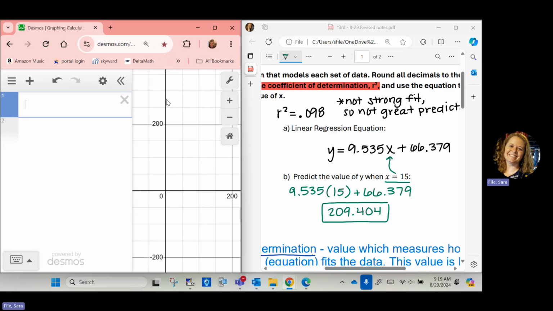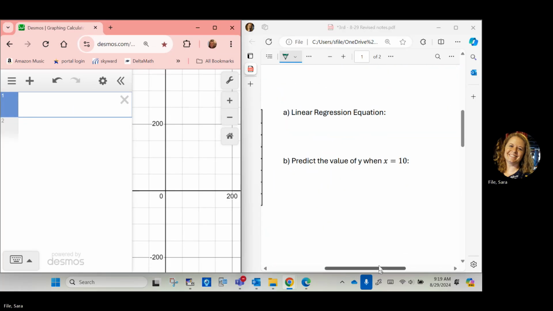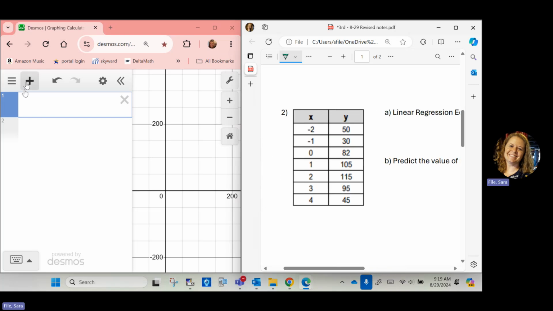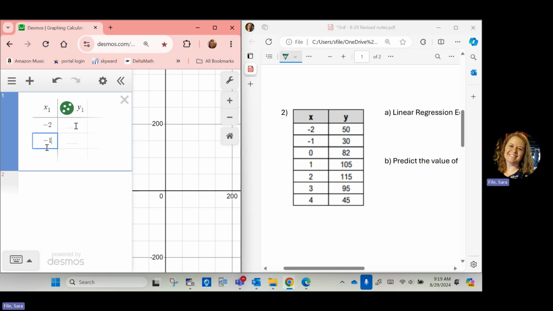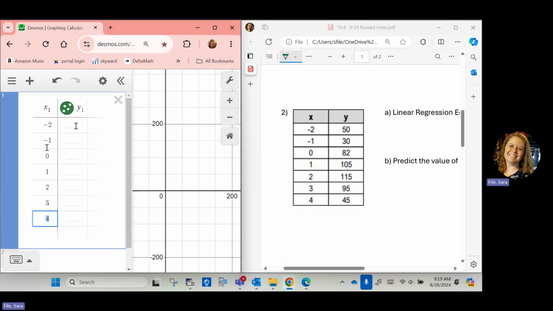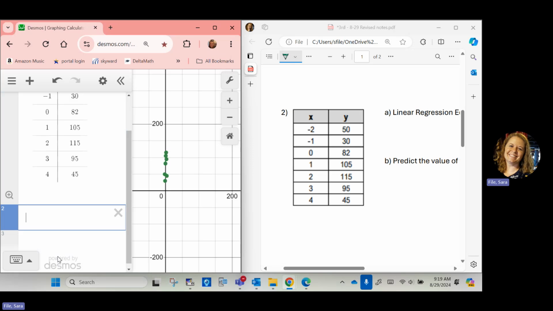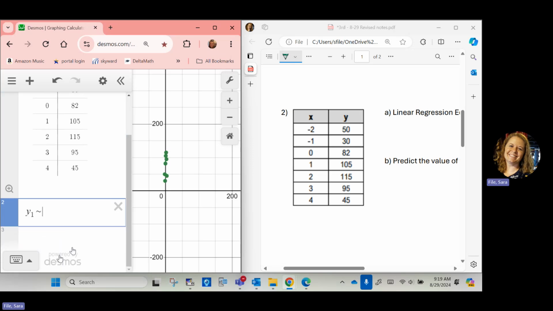Okay, so the next data set in number 2, I'm going to add table and input my new data. So -2, -1, 0, 1, 2, 3, 4, 50, 30, 82, 105, 115, 95, and 45. Okay, so I've got my data. I'm going to input that y1 tilde m x1 plus b.